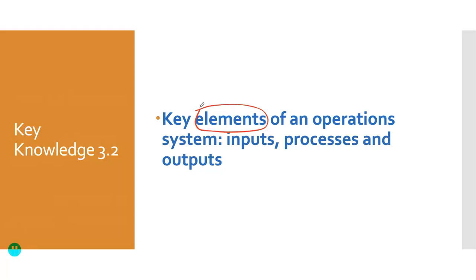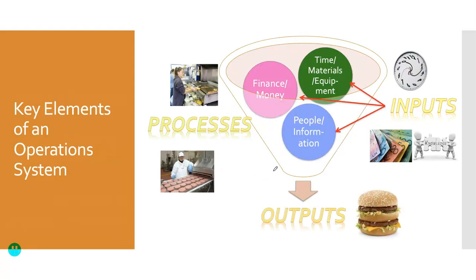And hopefully from our previous video, you've recognized that operations management is all about how a business turns inputs into outputs using processes. So hopefully by the end of this video, we are going to really understand inputs, processes, and outputs. Can we define them, understand their characteristics, some examples? That is the goal of this video.